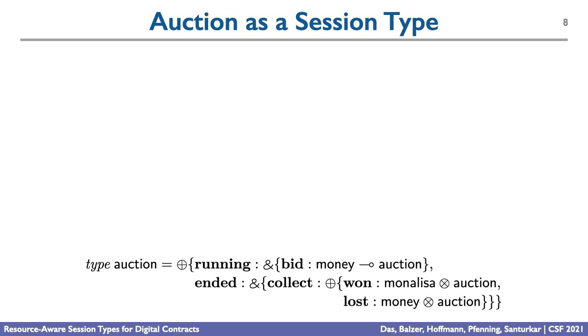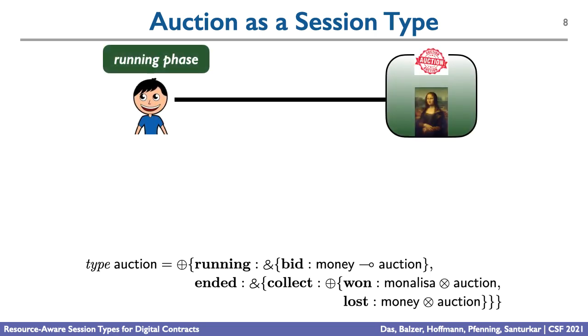How is that expressed as a session type? Well, let's look at the auction session type. So here I have the type at the bottom. Don't get scared. I'll explain this step by step. So the auction starts in the running phase. Here the session type enforces that the contract must first send the running message to the auction, indicating that the auction is running. And then the bidder can only reply with a bid message. They cannot send any other message.